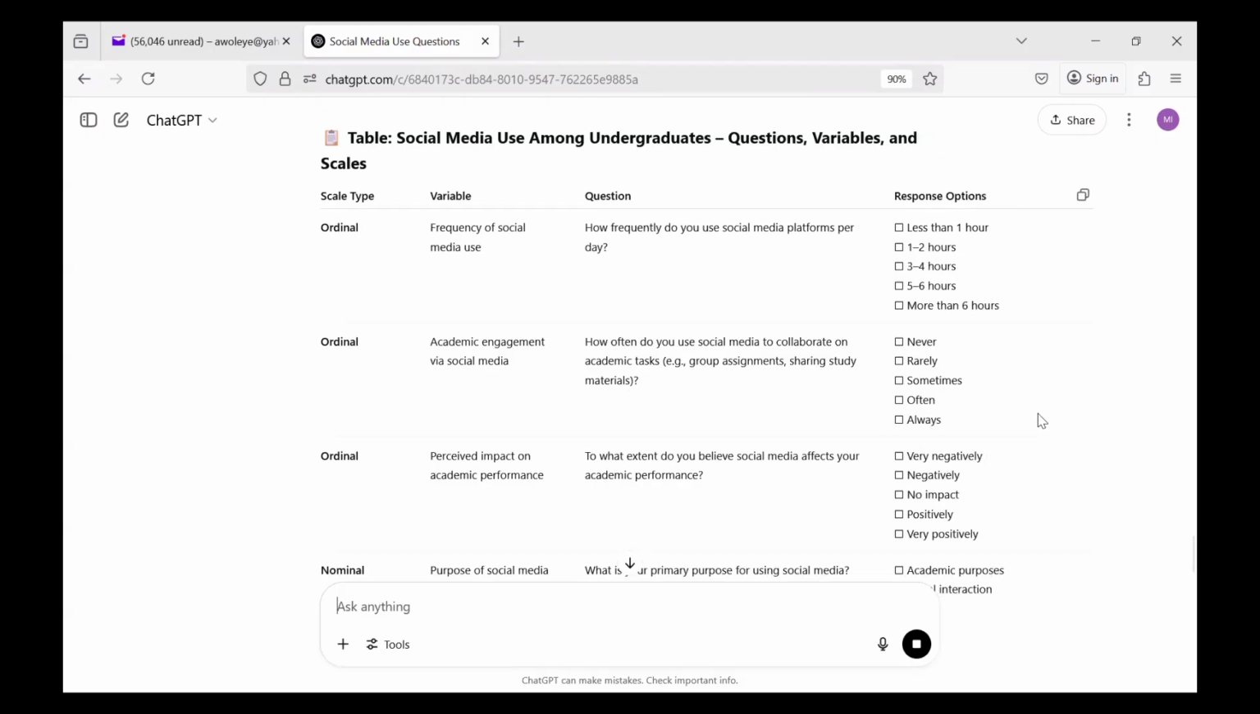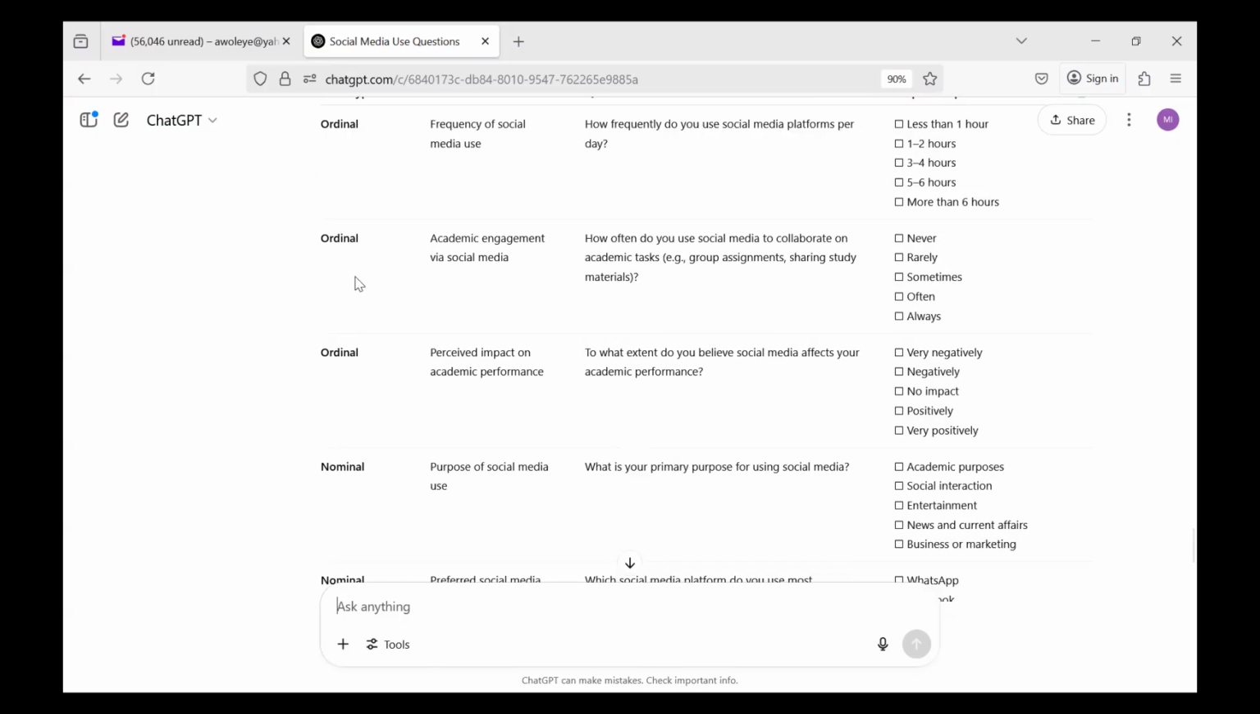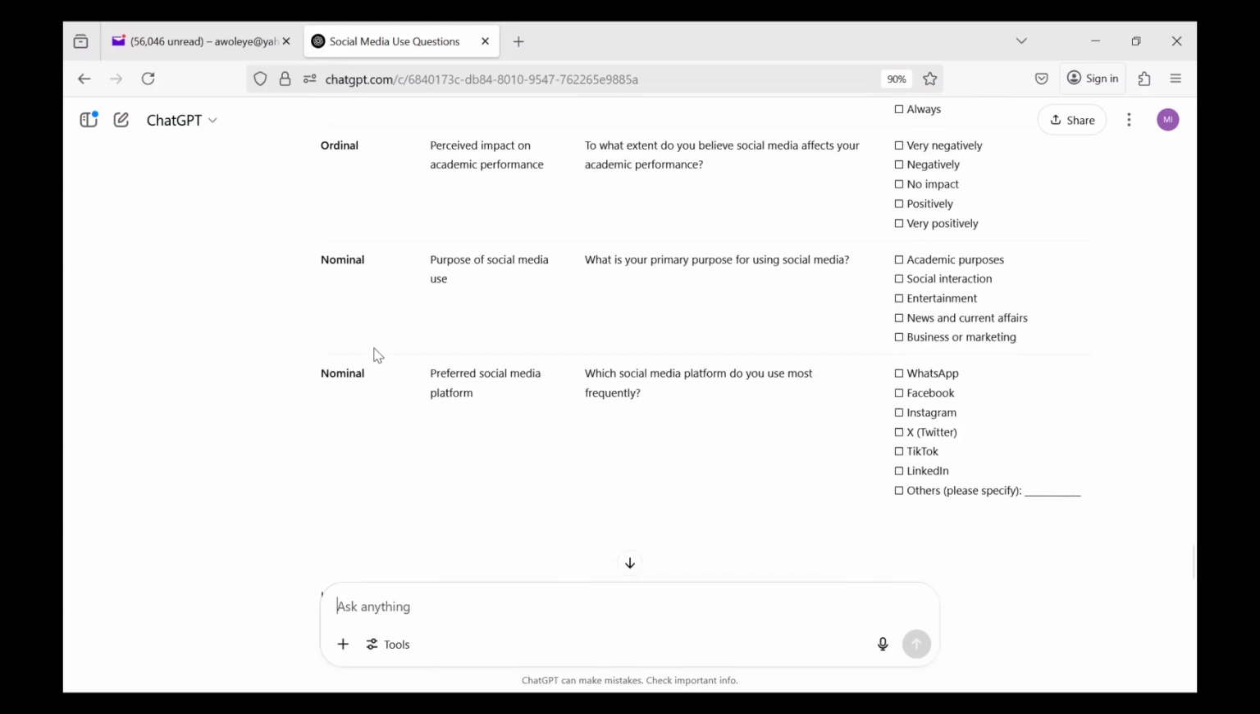Can you see how legible this is now? You can easily copy this one and take it to your Microsoft Word and edit. As it is now, it has also given you hints of the type of scale by the side. The majority of them are ordinal, and then we have the nominals there.